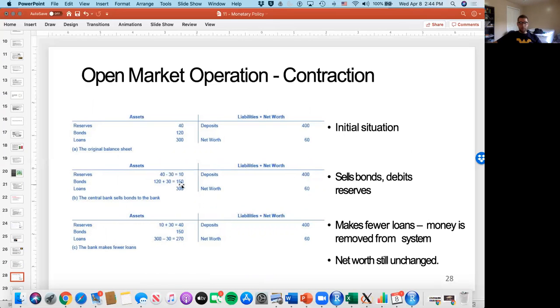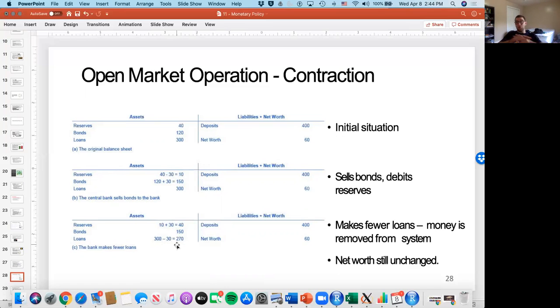to bank A. What is going to happen to the reserves? They're going to decrease by 30, right? By decreasing reserves, what is the bank going to do? It's going to decrease loans to get back to the same level of reserves they had before, which was 40. In other words, the total amount of loans decreases.